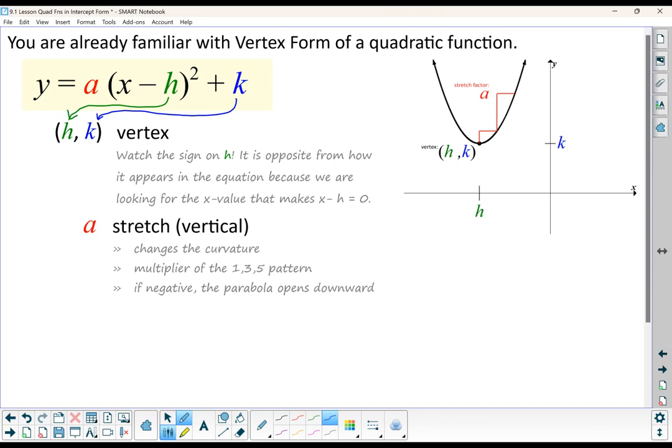A tells you about the shape of the function. It's a vertical stretch, so it changes the curvature a little bit depending on what the a value is. So it's a multiplier of our 1, 3, 5 growth pattern. And just remember that if a is negative, the parabola will open downward instead of upward.